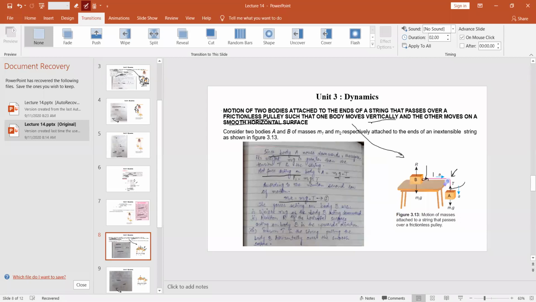And one body is moving vertically. You see that body A is moving vertically, and the other moves on a smooth horizontal surface. This means the other object, placed over here, is in horizontal motion, right?